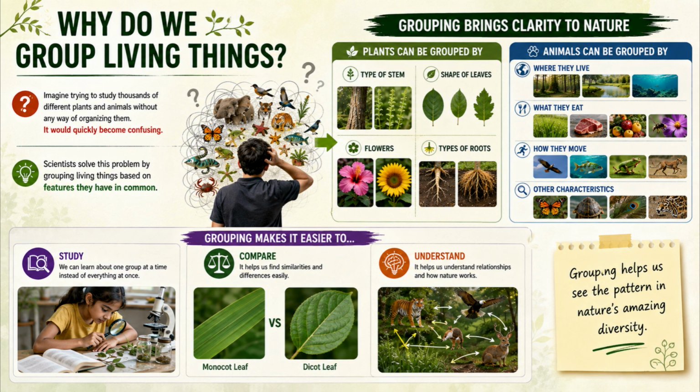Plants can be grouped according to the type of stem they have, the shape of their leaves, their flowers, or the kinds of roots they grow. Animals can be grouped based on where they live, what they eat, how they move, or many other characteristics. Grouping makes it much easier to study, compare, and understand the amazing diversity found in nature.